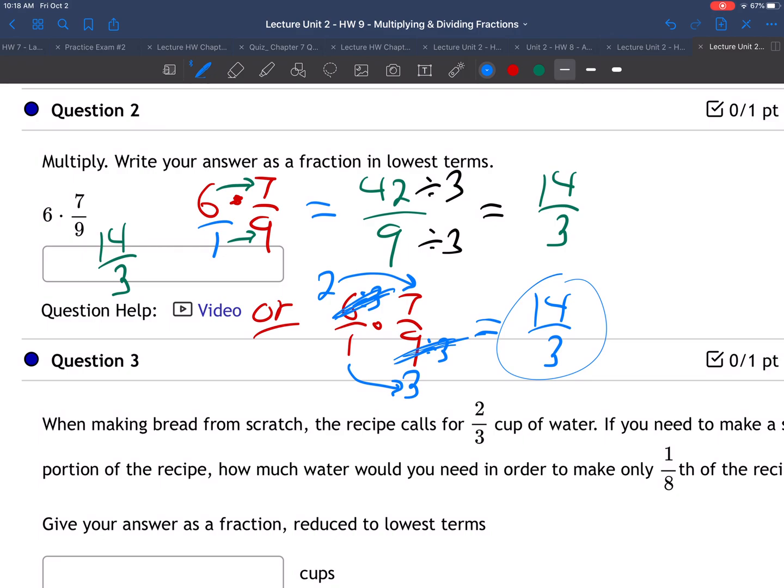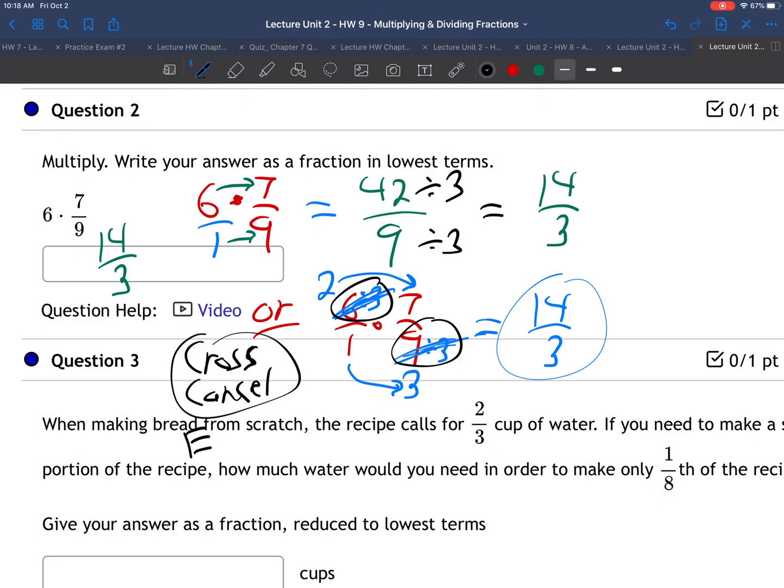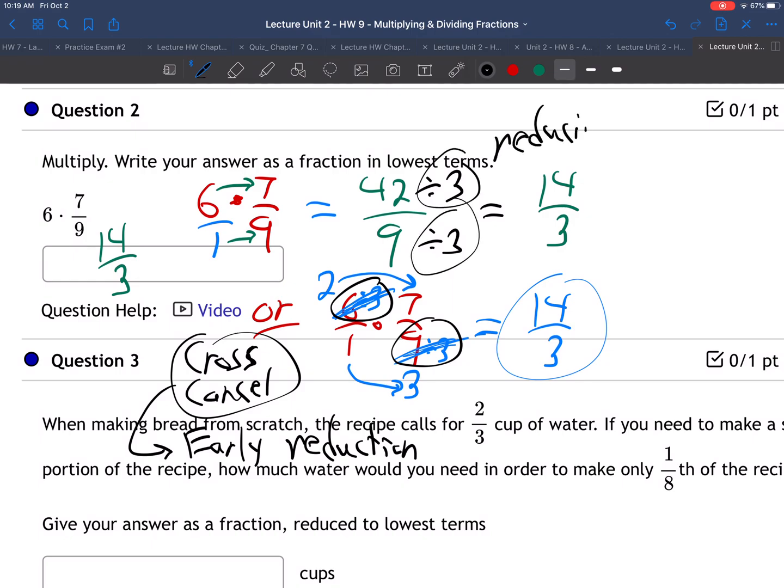Why? Well, what are we doing there? Well, basically, when you divide by 3 diagonally, called cross-canceling, all that is early reduction. You just reduced the fraction early. So we had to divide by 3. This is reducing at the end, right? I had to divide by 3 at the end. Or you can cross cancel, which is just early reduction. You have to divide by 3 at some point.